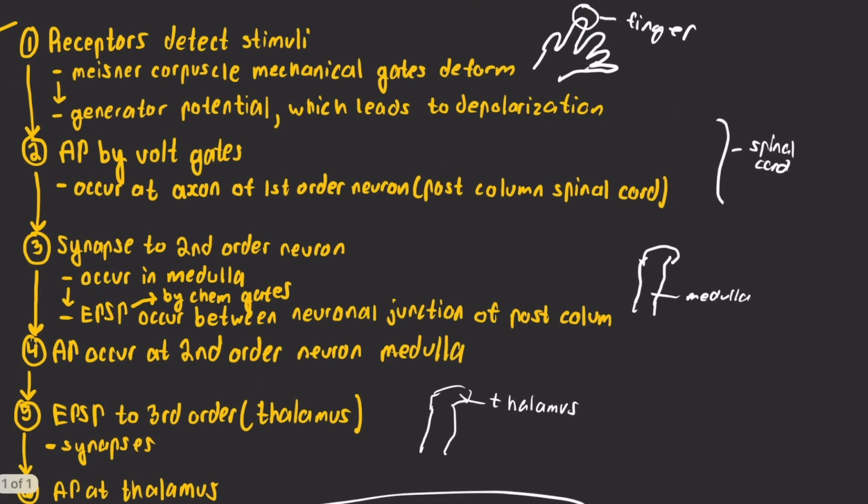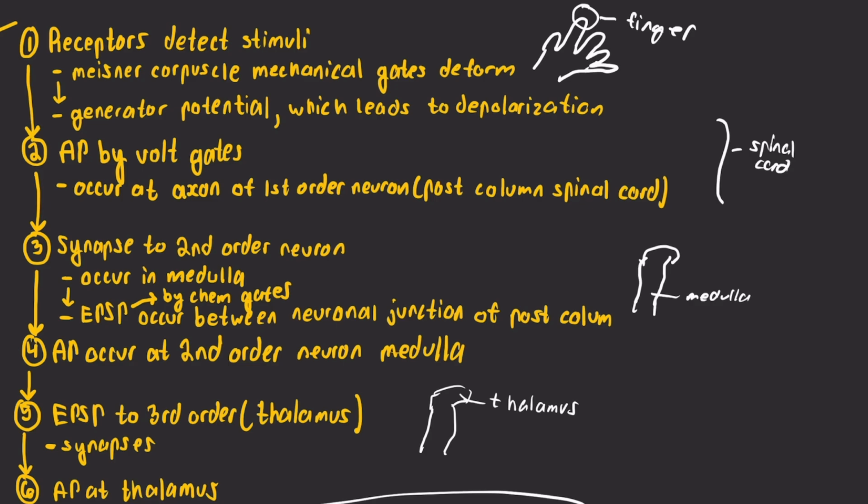Then after that, you have the action potential, which will actually occur at our first order neuron of this process. So it will happen at the axon of the posterior column of the spinal cord. After that action potential has taken place, this will send signals by synapsing onto our second order neuron, which is in the medulla, which is part of our brainstem, which is responsible for our life sustaining processes of carrying out our body.